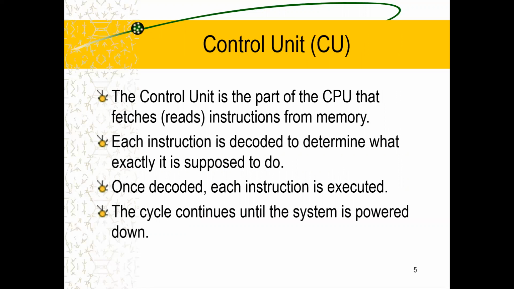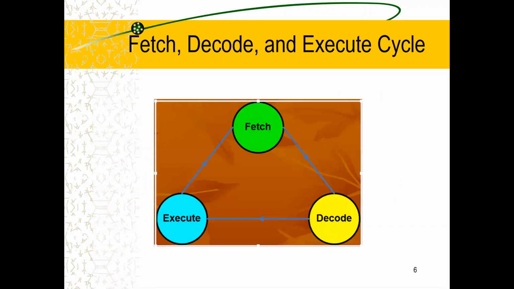The control unit is the part of the CPU that fetches instructions from memory. Each instruction is decoded to determine what exactly it is supposed to do. Once decoded, each instruction is executed. This cycle continues until the system is powered down. This can be understood by the diagram: instruction is fetched, decoded and executed, and the cycle continues.